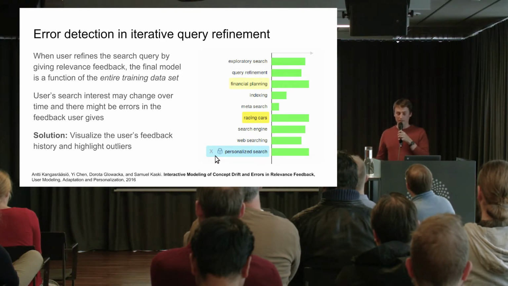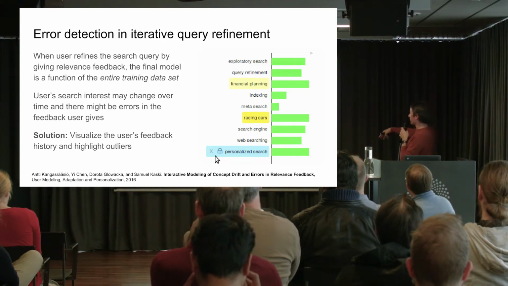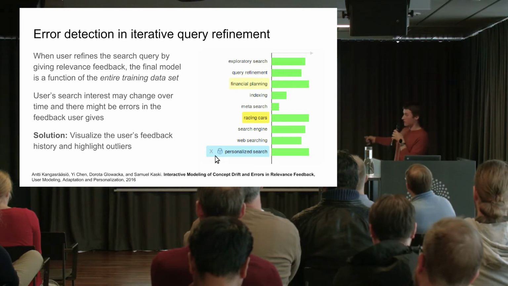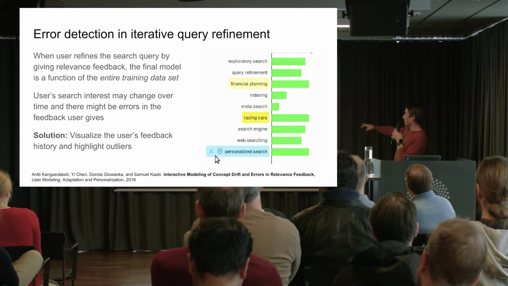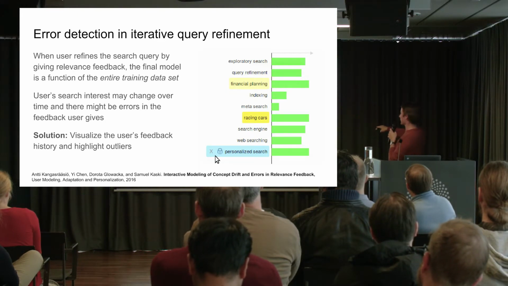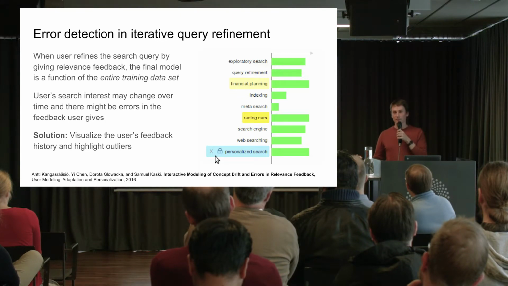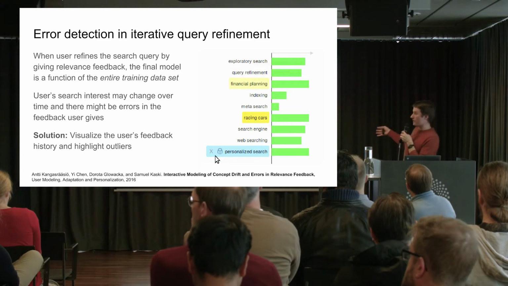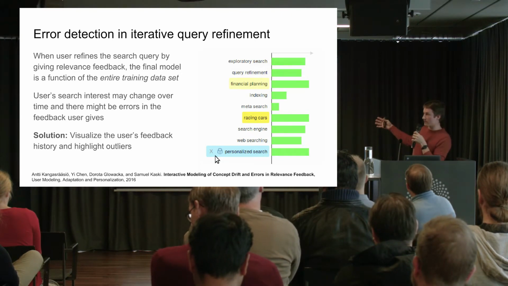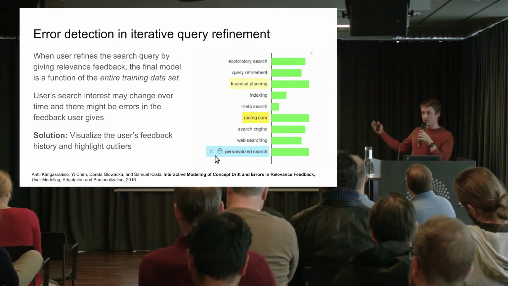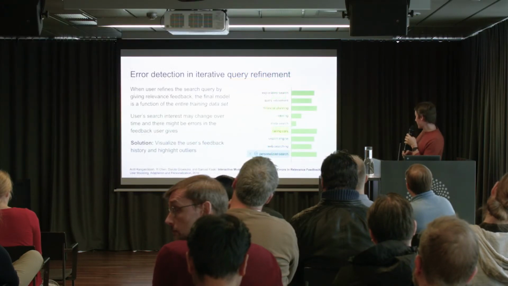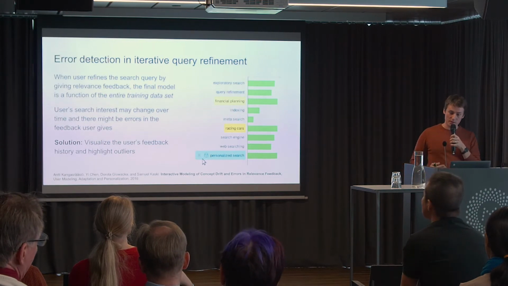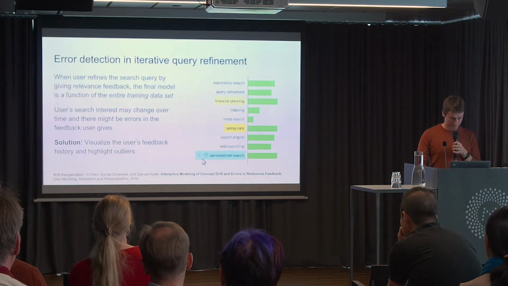belong in the set. So, for example, in here I probably wanted to find something related to exploratory search engines and such, but the system then finds out that I have this feedback on racing cars and financial planning, and it doesn't really fit in. I can't fit a good model that explains all of this data. So instead, I could highlight to the user and ask, did you actually mean this? Did you mean to give this feedback, or is this just an error? So that's kind of like a spell checker, but for machine learning systems that users can interact with.